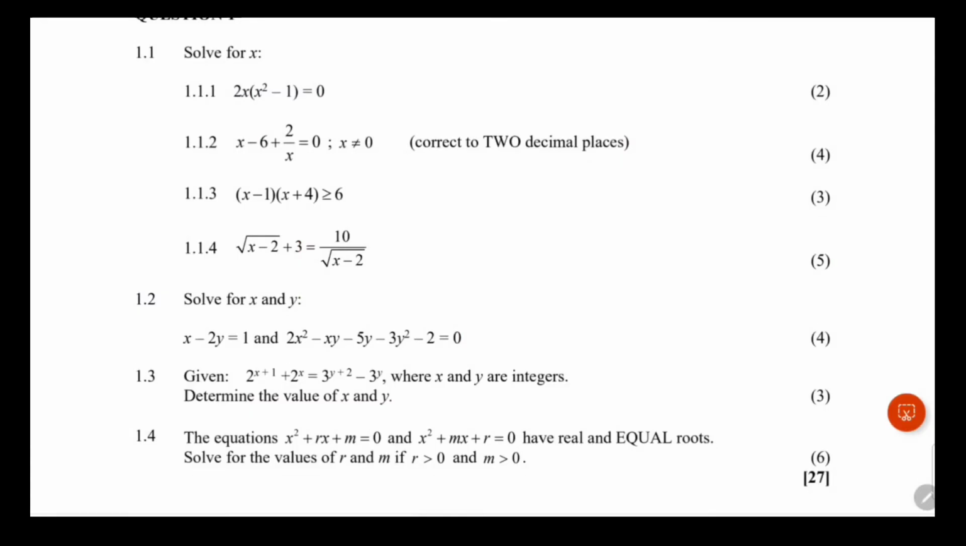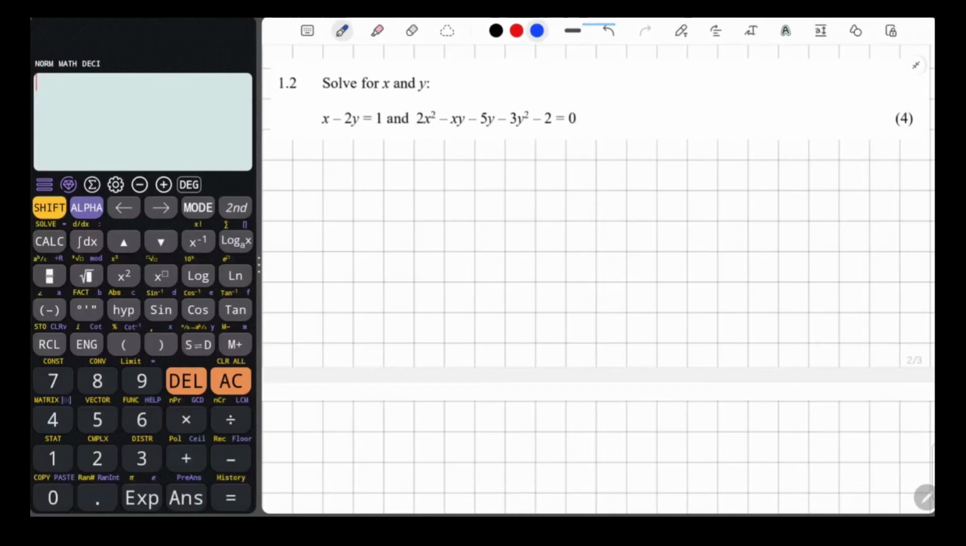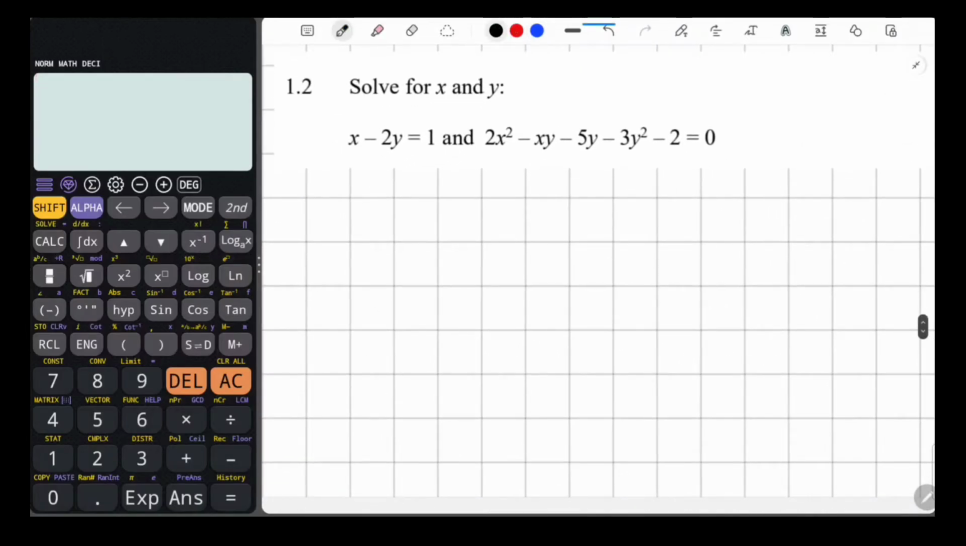Okay, so our next question is in 1.2. Solve for x and y, so simultaneous equations. With simultaneous equations, they're quite simple. All you have to do is identify the linear equation and identify the other one. So here we have two equations. All you have to do is identify the one that is the linear one, and we're going to call that equation 1. So this is linear, so we're going to call this equation 1. And this one is the second one, so we'll just call that equation 2.